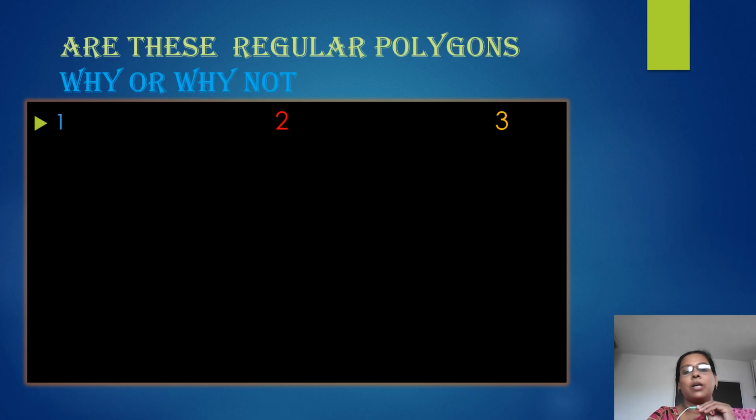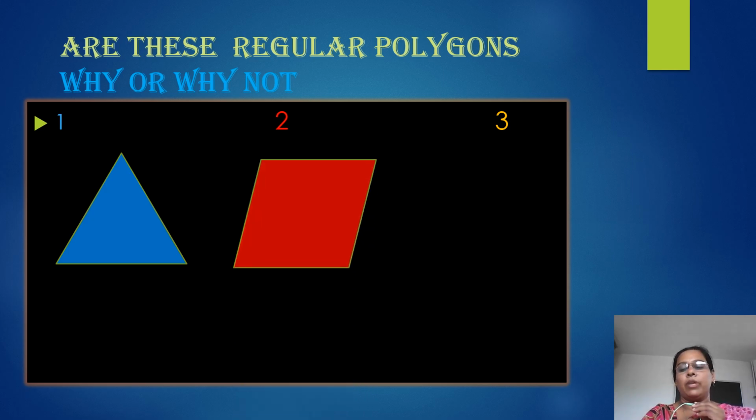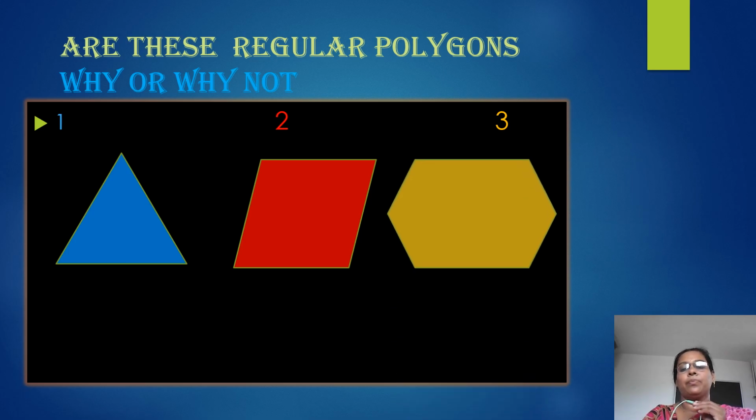Now some figures are given. You have to just identify whether these figures are regular polygons or not. See the first one. It is an equilateral triangle, and you know that in an equilateral triangle, angles and sides are equal. It is a regular figure. Rhombus. All four sides are equal, but the measures of angles are not the same, and that's why it is not a regular figure. Hexagon. This side of the figure is long, other sides are short, meaning the lengths of sides are different, and that's why it is not a regular figure.